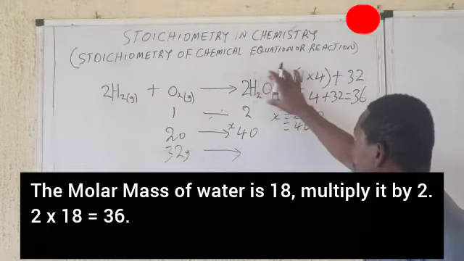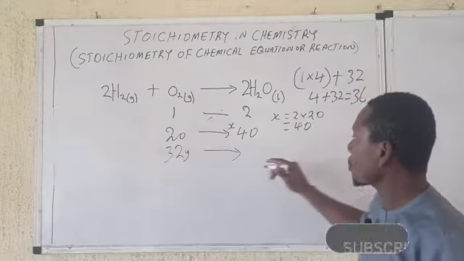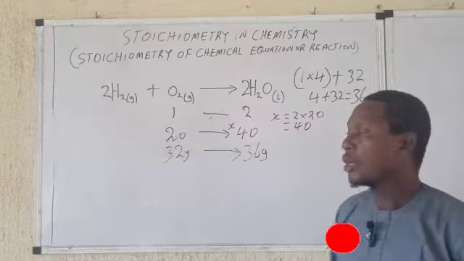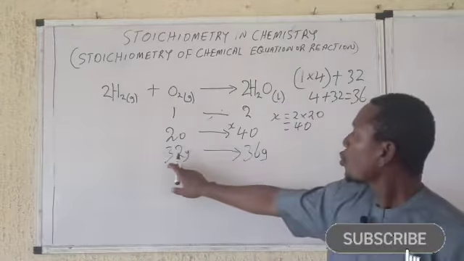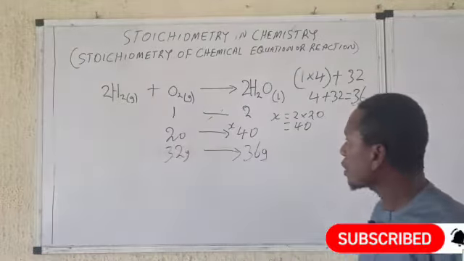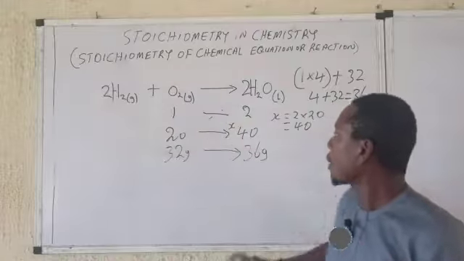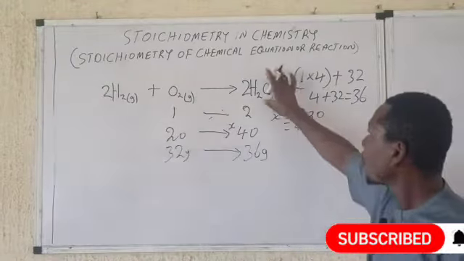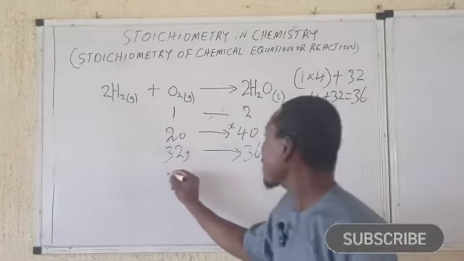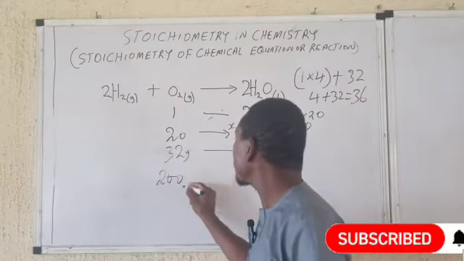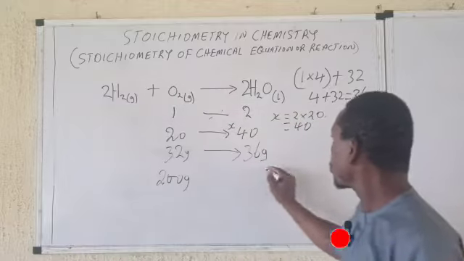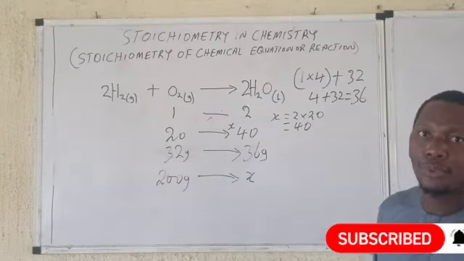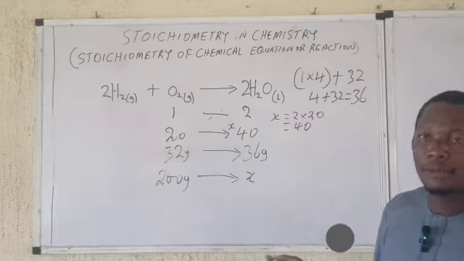The molar mass of this is actually what? 36. So which is 36 gram in terms of mass. All right. So 32 gram of oxygen actually produces what? 36 gram of water. And we are now asked that how many will 200 gram produce? X. It's very simple.